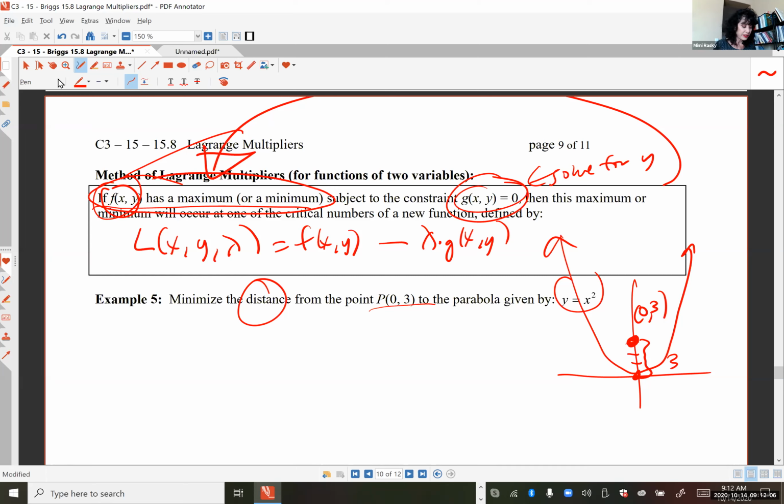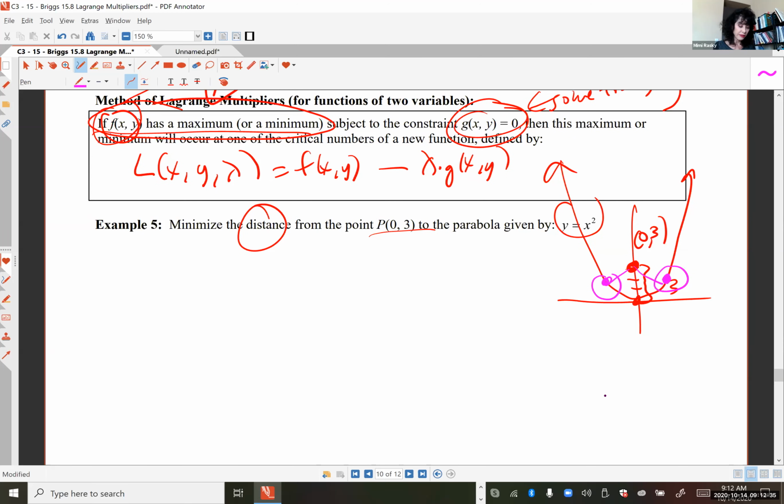I claim it isn't, and I claim by symmetry there's going to be 2 points on the parabola that have the same distance away from the point 0,3. And so we're going to actually find the coordinates of those 2 points that give us the exact same distance. So it's not going to be like one's a max and one's a min, like that last problem we did. They're both going to give us the same distance, okay? A little bit different flavor here.